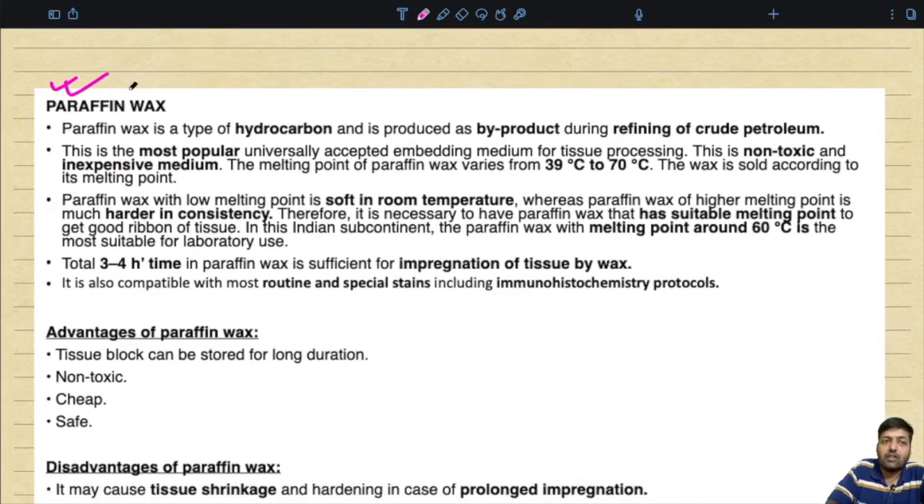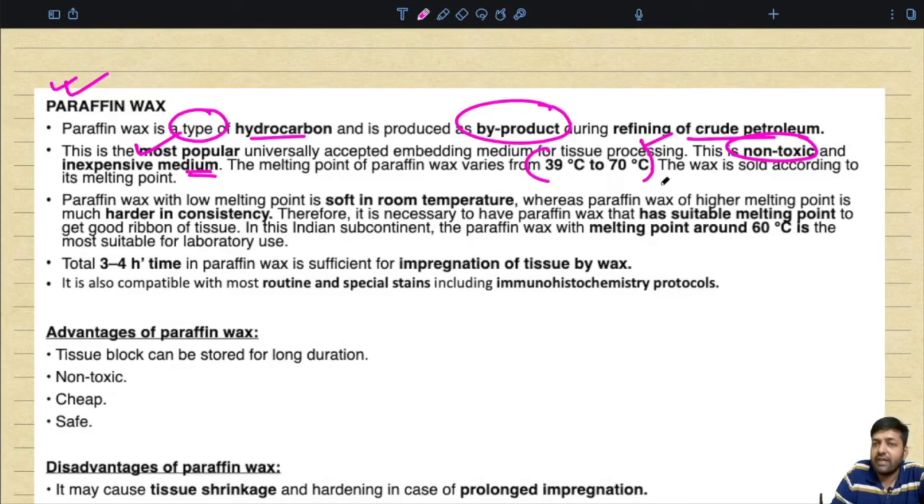Now, paraffin wax. Remember that paraffin wax is a type of hydrocarbon and it is a byproduct during the refining of crude petroleum. It is the most popular, universally accepted embedding medium for tissue processing. This is a non-toxic and inexpensive medium. The melting point of paraffin wax varies from 39 degrees Celsius to 70 degrees Celsius. The wax is sold according to its melting point. So paraffin wax with low melting point is soft at room temperature, whereas paraffin wax with high melting point is much harder in consistency.